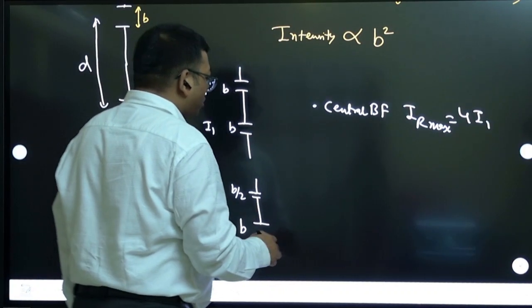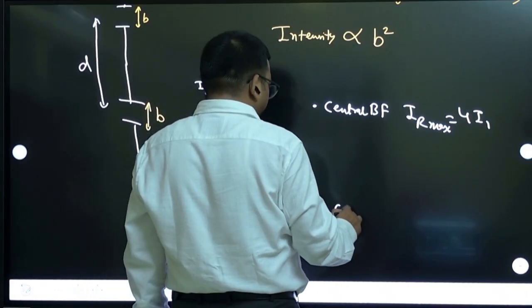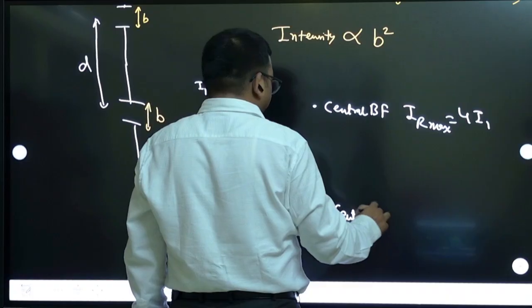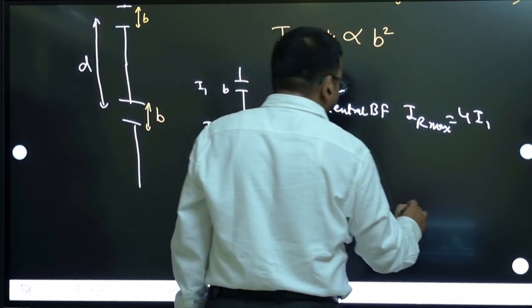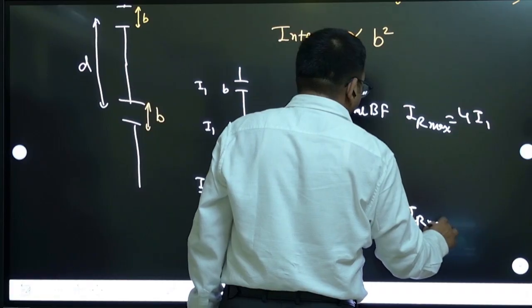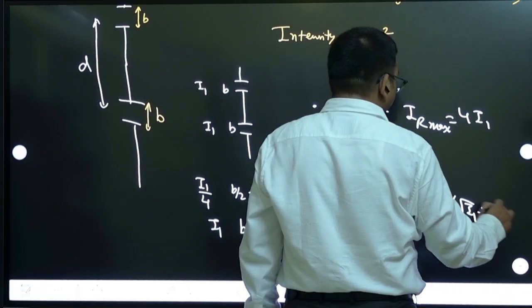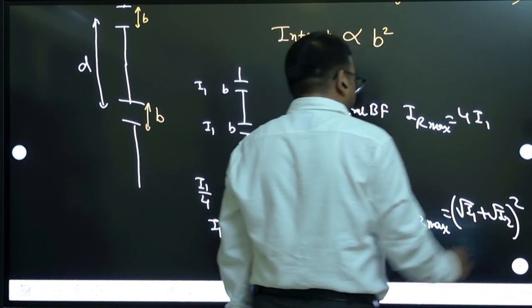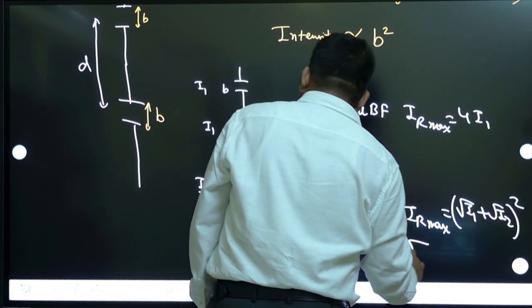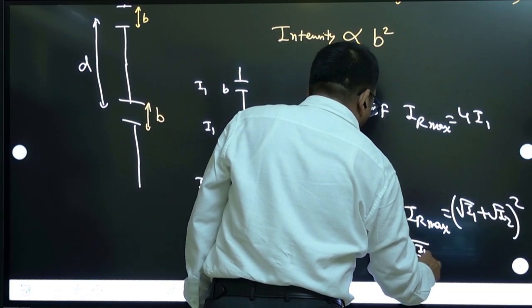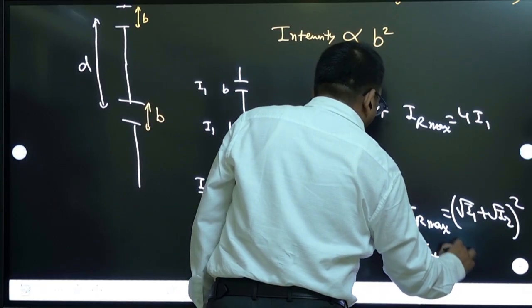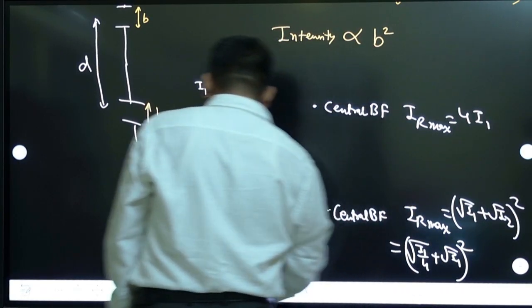Now let us use the formula for the central bright fringe. We have to use the formula for the resultant maximum. Remember the formula for maximum was (root I1 plus root I2) whole square. Remember that? Try this now. So (root of I1 by 4 plus root of I1) whole square. Calculate this. How much will it come?